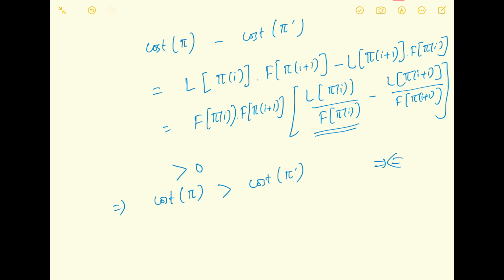What is the running time of the algorithm? You can check that the running time is dominated by only the sorting. So if you only need to decide the order, the permutation pi, then it is order n log n if we use any efficient sorting algorithm.